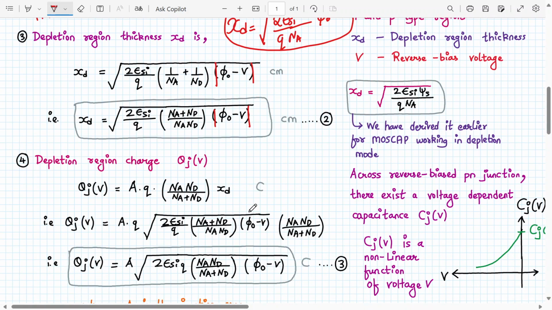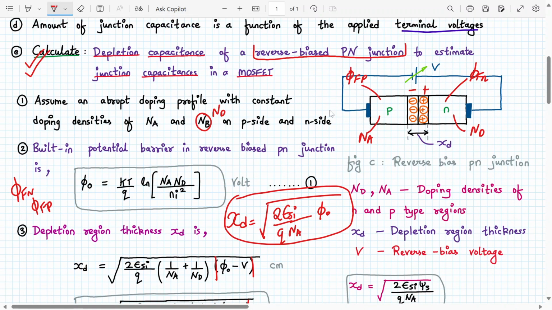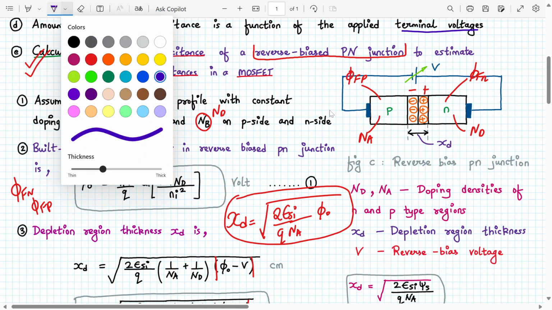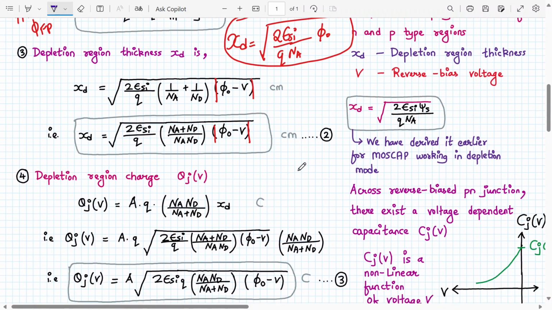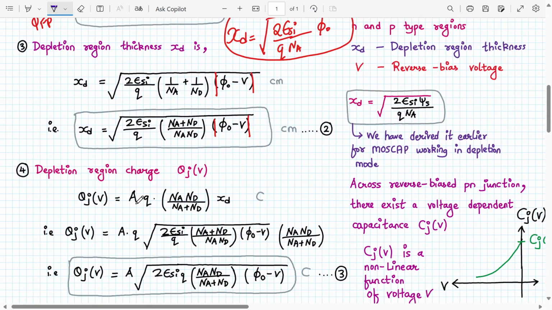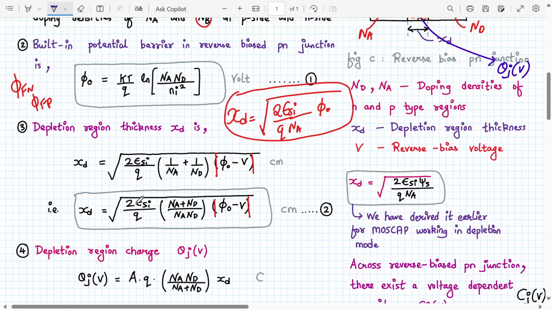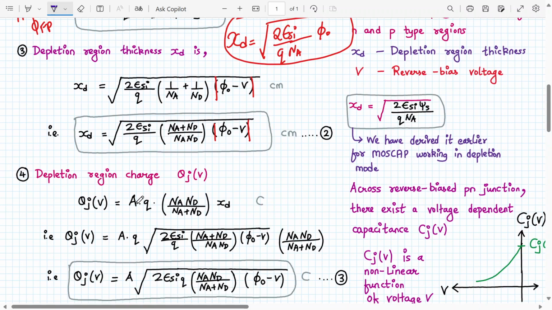Then the depletion region charge Qj. So how much is the charge? Now we are finding out how much will be the charge on this depletion layer present. We are calling it Qj as a function of voltage, the junction charge or depletion region charge Qj. So tell me how much it will be. Obviously it will be multiplied with the area. Okay, how do we define the charge?